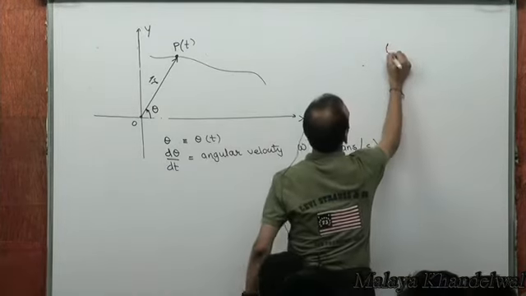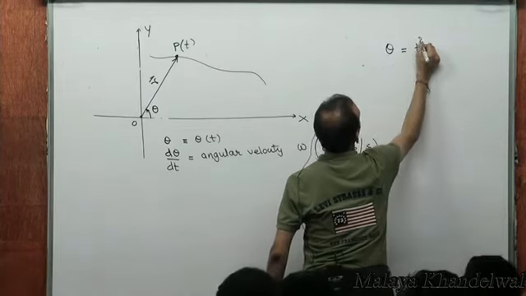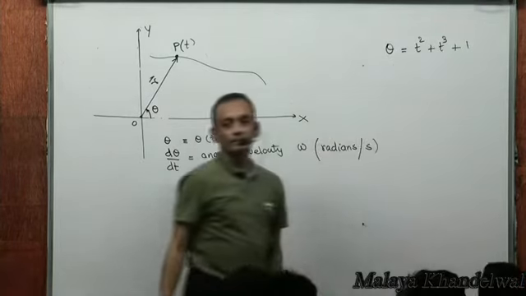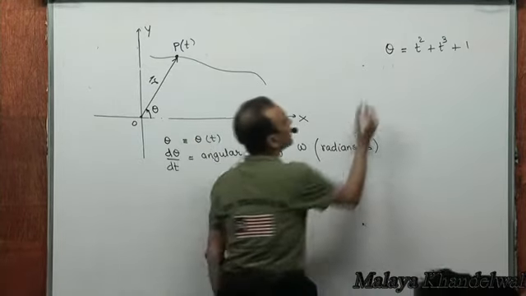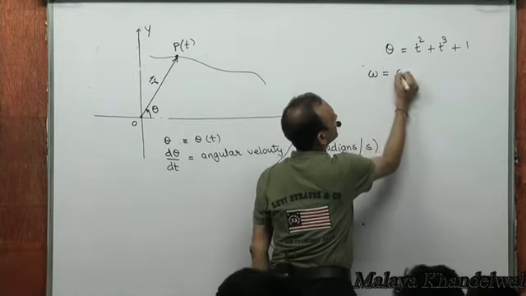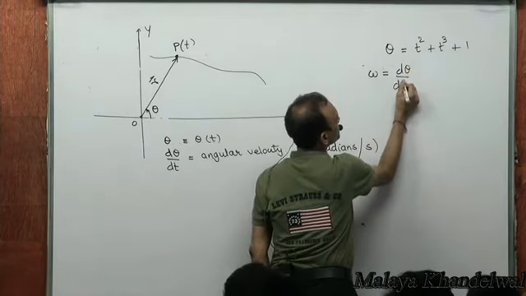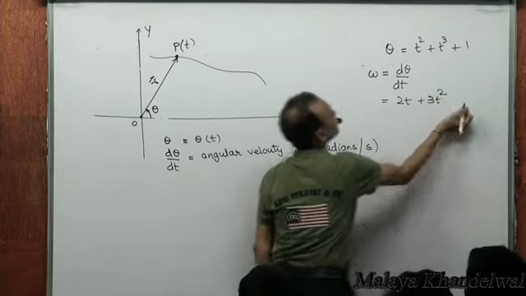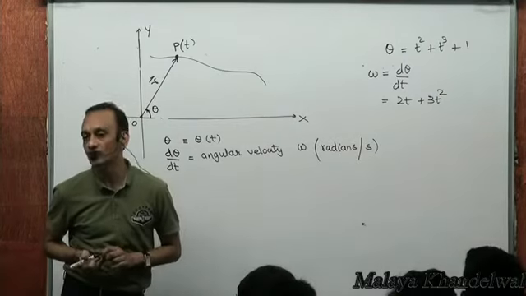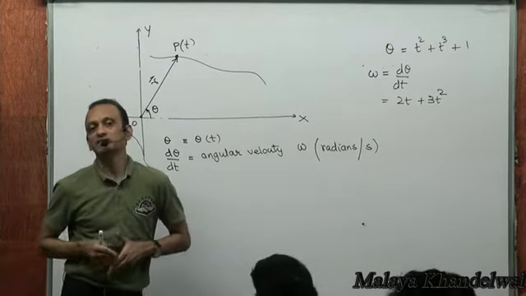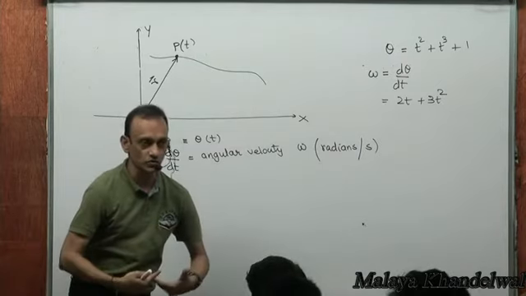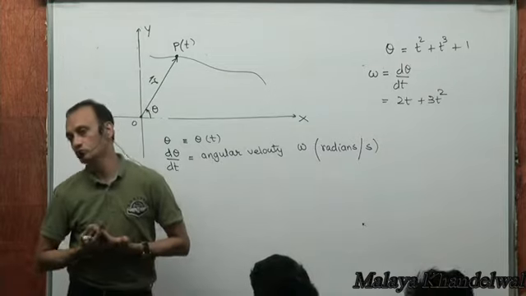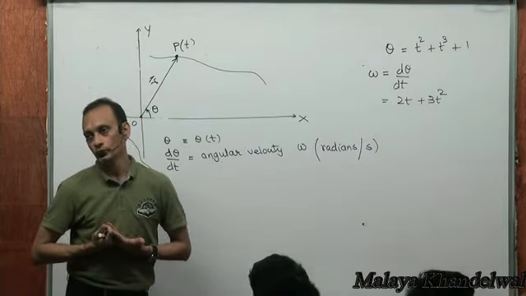Suppose this theta varies as t squared plus t cube plus 1 as a function of time, then the angular velocity of the particle at any given instant of time would be given by d theta dt, which is 2t plus 3t squared. You can plug in t equal to 1 and you get angular velocity at t equal to 1. You can plug in t equal to 2, you get angular velocity at t equal to 2, and so on and so forth.